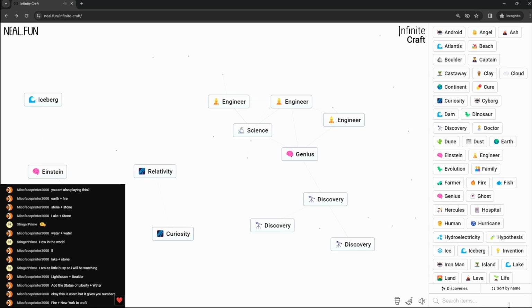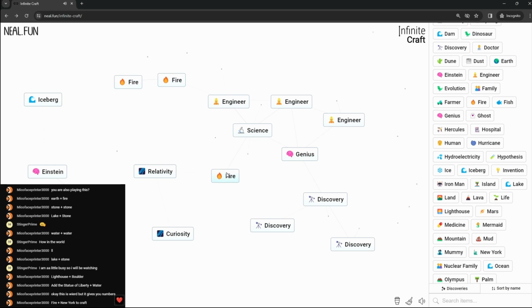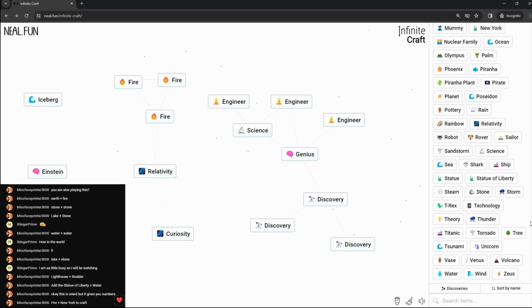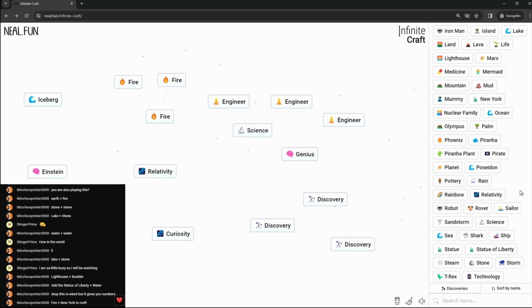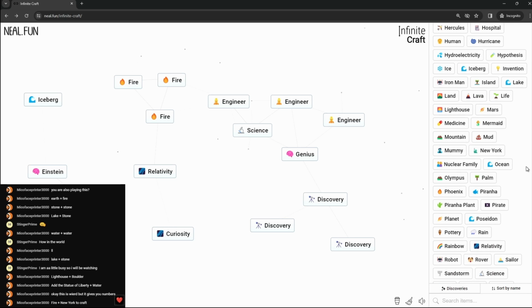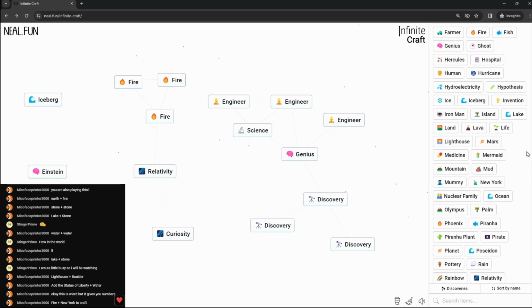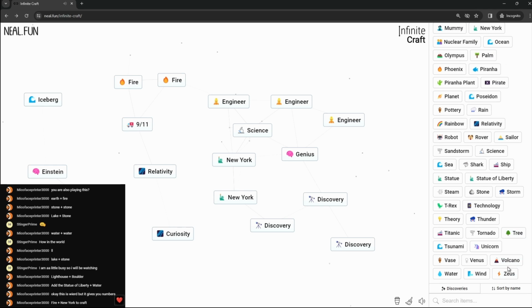Fire plus New York. Oh, it's because it's gonna be like 9/11. No. I have to use 9/11 to get numbers. This game is really testing my ability to use the alphabet correctly. A, B, C, D, E, F, G, H, I, J, K, L, M, N. There it is. Okay, we got 9/11. This is our way into numbers.